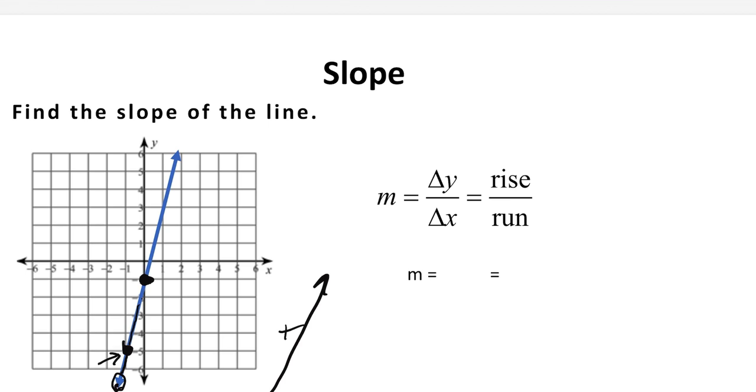We're going to go up 1, 2, 3, 4, up 4, right 1. So our slope is, the 4 goes on top. The number that you go up or down always goes on top. The number that goes left to right, which is 1, goes on bottom. And then you simplify your fraction. 4 over 1 is equal to 4. Anytime you have a 1 on the bottom, which will happen a lot with slopes, that 1 goes away.